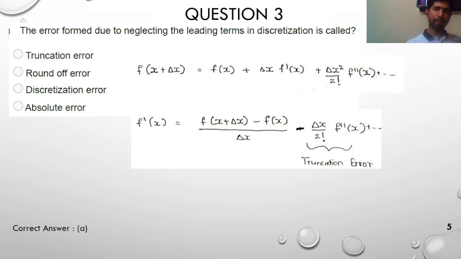The definition of truncation error is this, only this. I'm not discussing anything about the discretization scheme when I'm discussing truncation error.